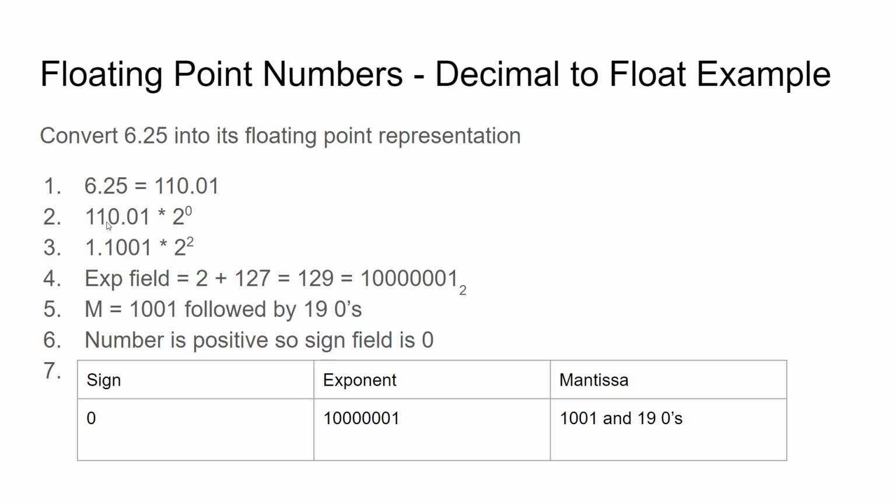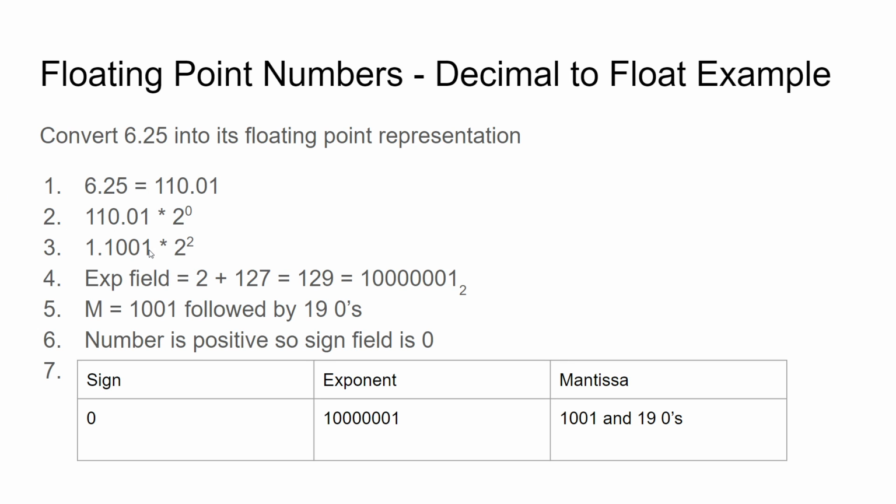So we start with our number. It's 110.01. Is that in normal form? No. So what do we have to do? Got to move the decimal point 2 to the left. And because I moved it 2 to the left, to keep the number the same, I have to multiply it by 2 to the 2, right? Because we're base 2. If we were base 10, we'd have to multiply it by 10 to the 2.